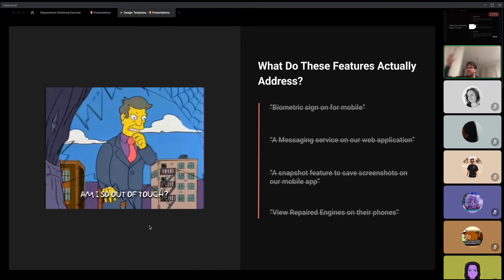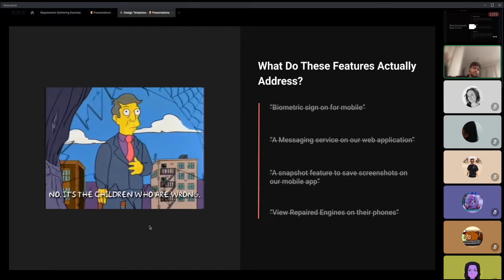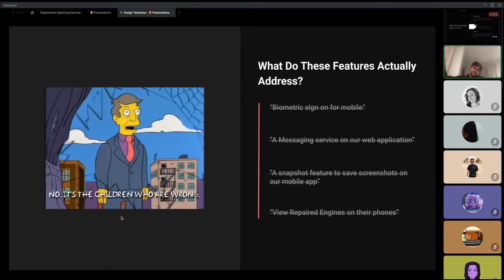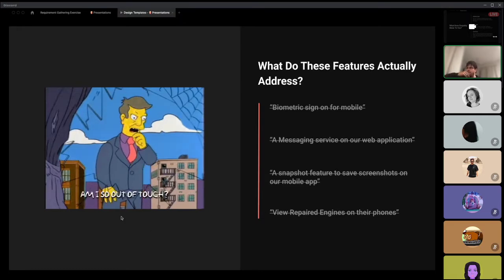But again, the project managers may build a feature out, they test it, and no one's using it. And it's kind of like this: Am I out of touch? No, it's the children who are wrong, right? It's the users who are wrong.